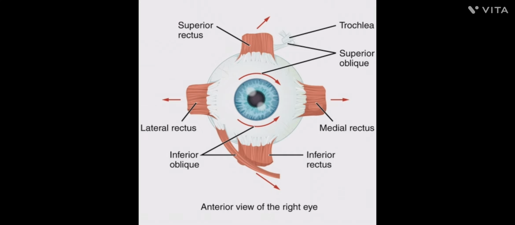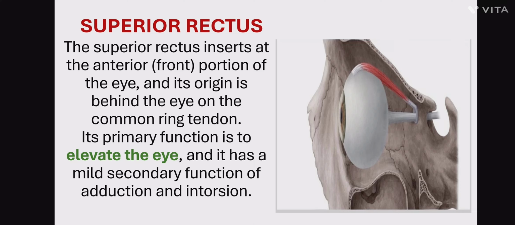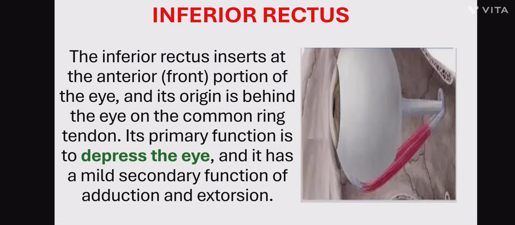The first muscle is superior rectus. The superior rectus inserts at the anterior portion of the eye and its origin is behind the eye on the common ring tendon. Its primary function is to elevate the eye and it has mild secondary function of adduction and intorsion.